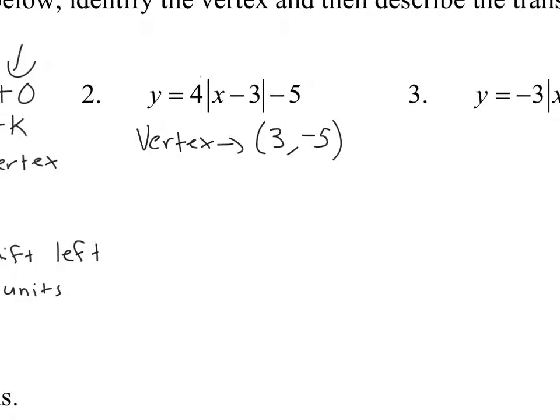Well, here we have a 4 that we're multiplying our absolute value expression by, and that would cause a stretch, which would mean the slope would be steeper, right? So we're going to have a stretch, and that minus 5 on the outside is going to cause our graph to shift down 5 units. So shift down 5.